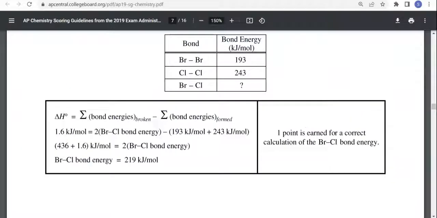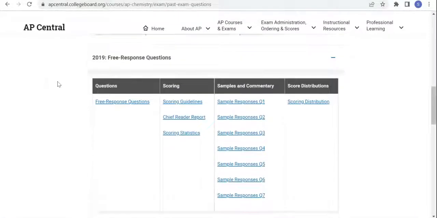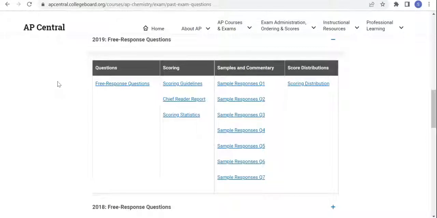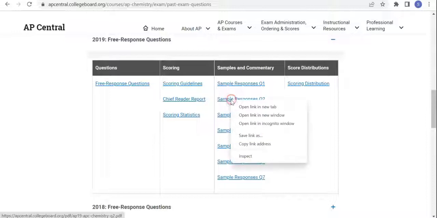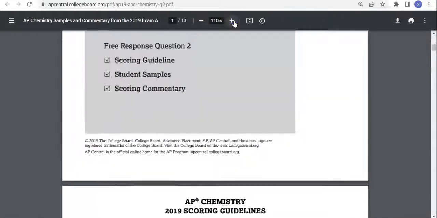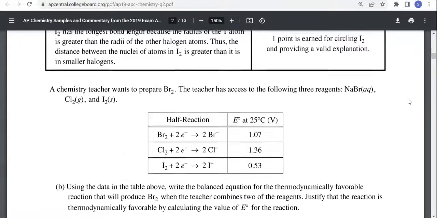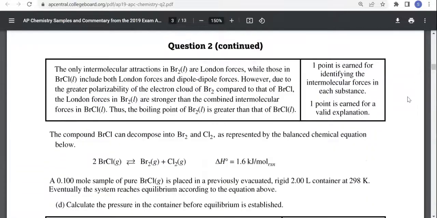And now I'm going to look at some sample student responses. So just to remind you, if you're on this page where the old FRQs are located, this is the answer key, the scoring guidelines. And then I'm going to go to sample responses for question 2. They actually also have the answer key at the beginning of this document, or the answer key for this question. So you can find it there if you want.